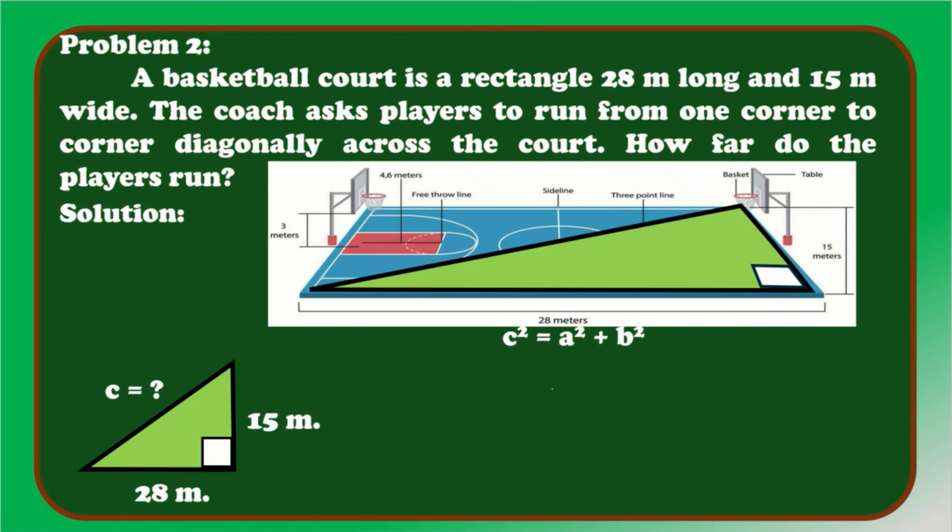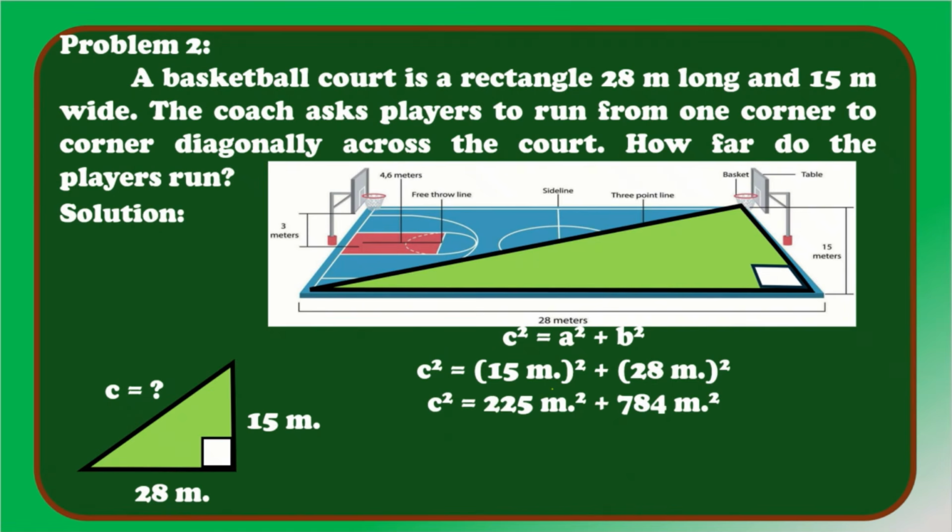Now let's have the substitution where a will become 15 meters and b will become 28 meters. Let's have this one: c squared equals the quantity of 15 meters squared plus 28 meters squared. After that, let's proceed to simplification. Obtain the squares of the following items. c squared equals 225 meters squared plus 784 meters squared, that came from 28 meters. Let's add them both. So we're going to obtain c squared equals 1009 meters squared.